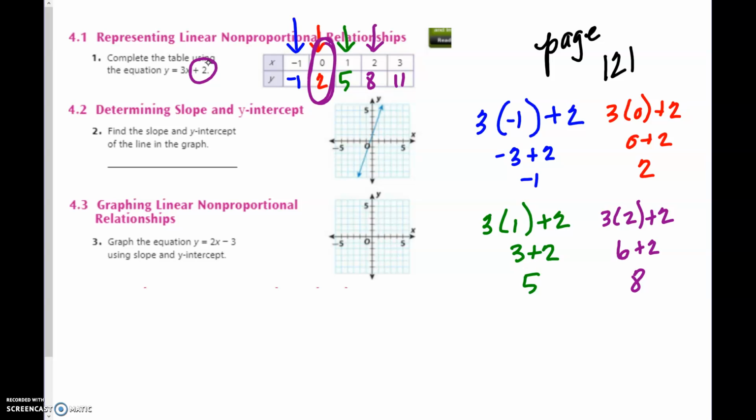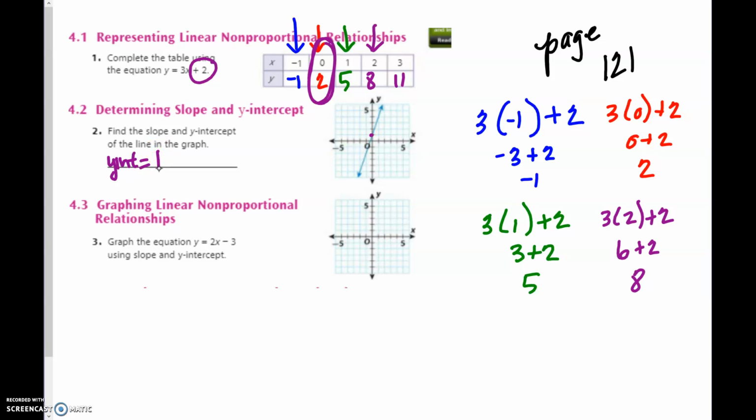All right, going on to number 2, determine the slope and the y-intercept. So looking at that graph, where is this graph? Now, it's kind of hard to see on mine, but hopefully in your book, you guys can tell it's not right there at 0, 0. It's right here at that point. So the y-intercept is at 1.